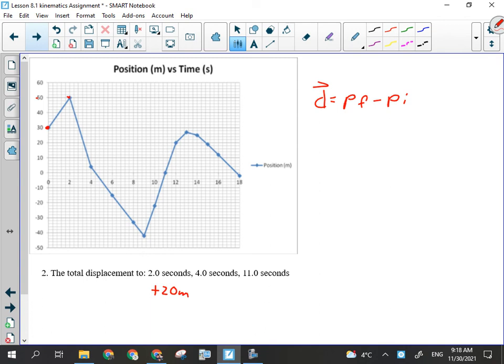Then at 4 seconds, it looks like we're at positive 4. So our final position is positive 4 minus positive 30, which gives us negative 26 meters for our displacement to 4 seconds. And for our displacement to 11 seconds, it looks like we're right on the x-axis at 11 seconds. So our final position is 0, our initial position is 30, so our displacement would be negative 30 meters.